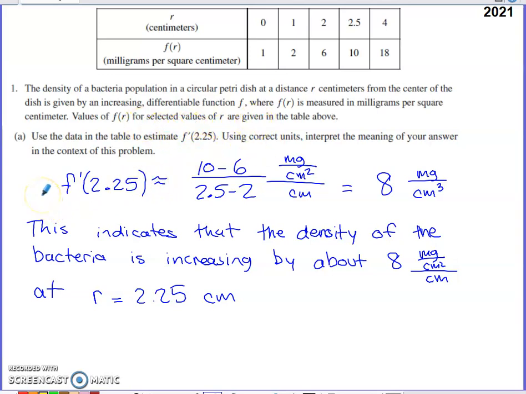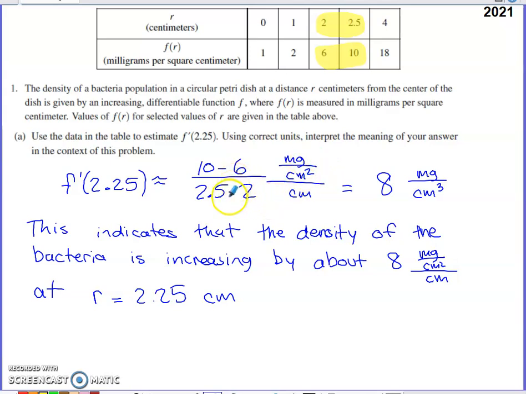Read part A. Any table of values problem is almost always going to have a piece similar to this within it. Use the data from the table to estimate f prime of 2.25. So 2.25 would obviously be the middle of this stretch of the r-axis. If I simply apply a slope calculation, an average rate of change calculation, to that set of ordered pairs, the r values that we've already highlighted and these corresponding function values, that is going to be a pretty decent estimate for the instantaneous rate of change at 2.25.